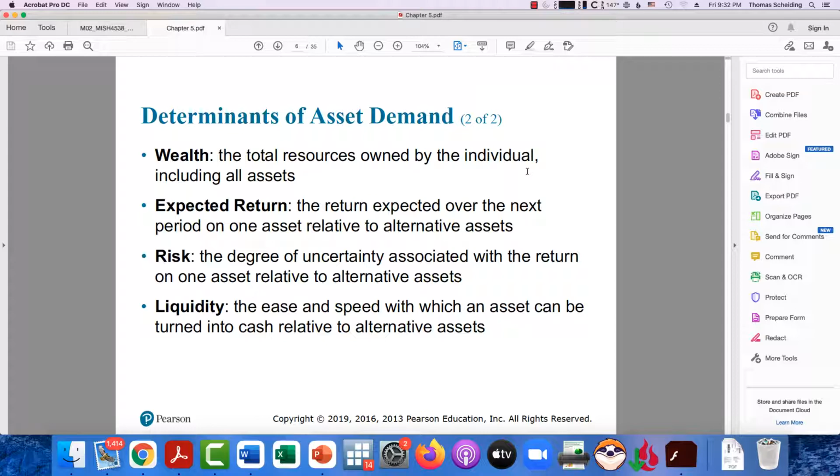And then the fourth thing is liquidity. How quickly can it be turned into cash? So there's some things like real estate investment trusts, REITs, that are not incredibly liquid, as opposed to a gold ETF, exchange traded fund, which could be bought and sold in the stock market as long as the stock market is open.